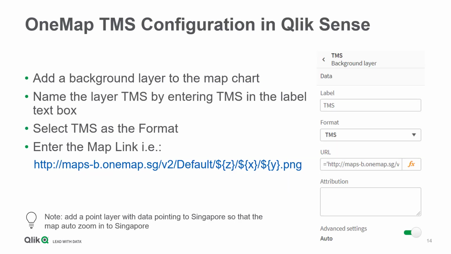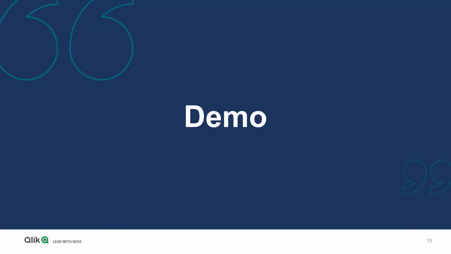To have OneMap configured in Qlik Sense is pretty simple. What you need to do is just add a background layer to the map chart, then give the name as TMS and select the format as TMS, and then you just need to enter the URL pointing to the OneMap TMS server here, and then you will be able to see the map. So let me show you in a demo.